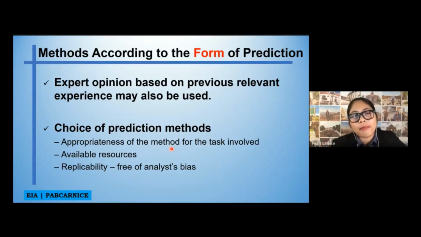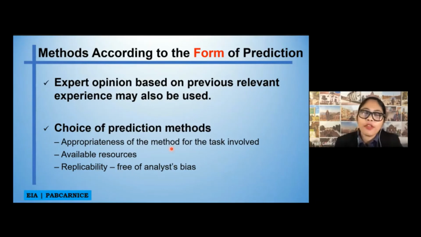We also have replicability. So this is free of analyst bias, because as long as you state in your EIA study that your methods are replicable, then anybody can replicate it. Since it is replicable, the result should be, maybe not identical, but near to each other. In short, almost everybody can replicate it when we say replicable.